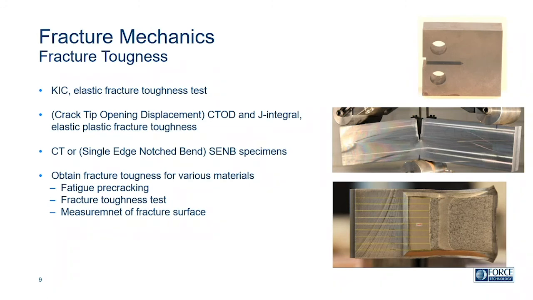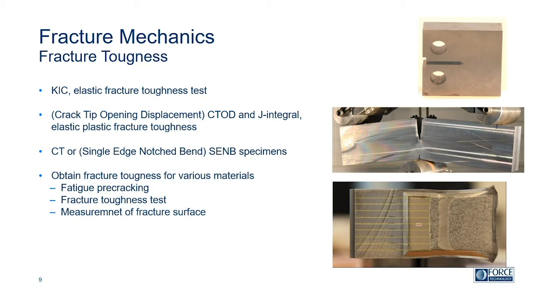Then we have the fracture mechanics, fracture toughness. To the right, you see the different specimens that we test. The first one on the top is the compact tension, as I mentioned earlier, which we also use for fatigue crack growth. So that's the compact tension specimen. The second photo is the single edge notched bent, or SENB specimen, and it's actually during testing, you can see it.